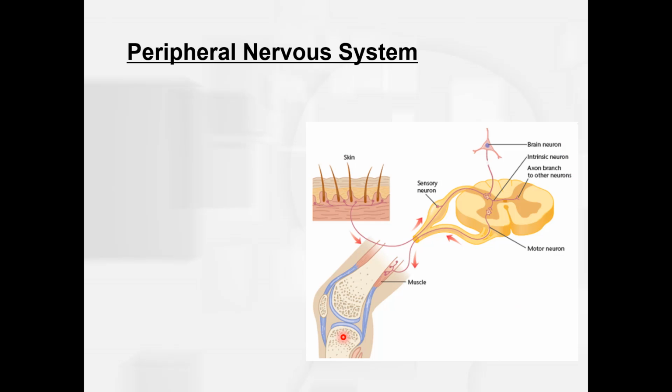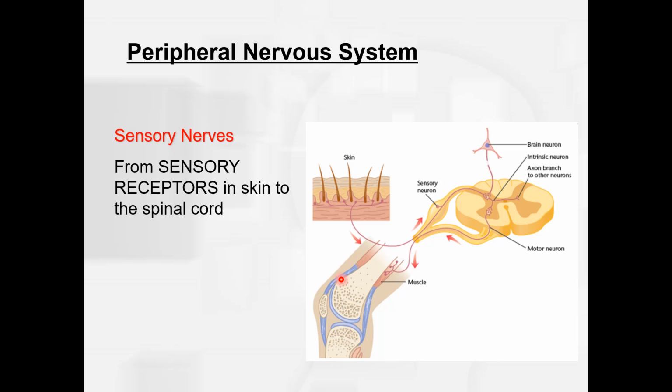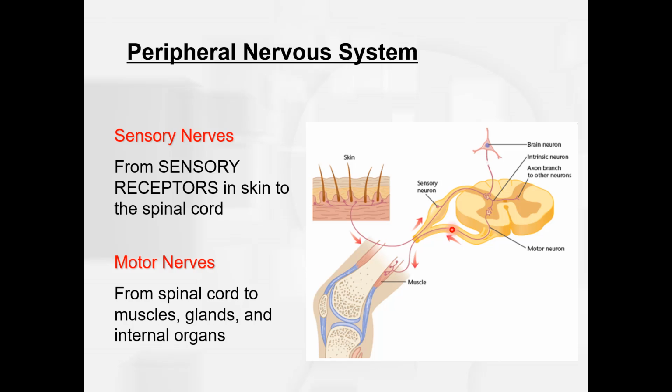So this should look familiar. This is that reflex arc that we've talked about previously. So again, just showing you, we have sense receptors in our skin that bring information along a process to that sensory neuron. And so this is our sensory nerve. Then we have the motor nerve that takes information from the spinal cord out to our muscles. So sensory nerves go from sense receptors in the skin to the spinal cord. Our motor nerves take information from the spinal cord to our muscles, our glands, and our internal organs.